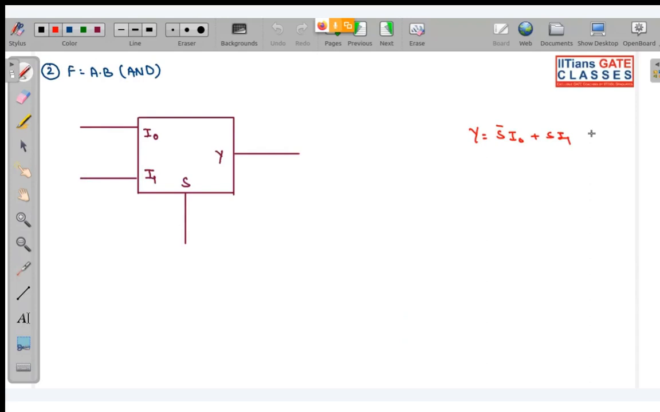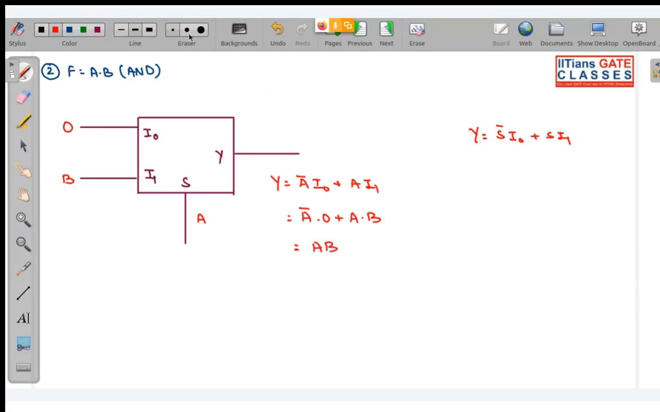See, you require AB. One thing is fixed: you can take the selection line as A. So if you write Y, this will be A complement I0 plus A I1. You require AB, so if I take B over here and 0 over here, this will be A complement dot 0 plus A dot B. That is AB. So this is the input combination for getting an AND gate. Is this clear? Tell me.